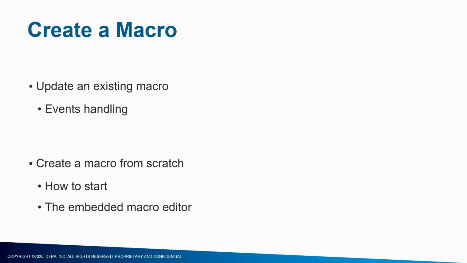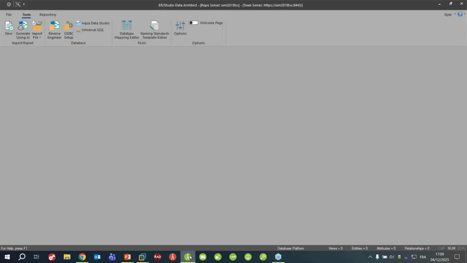And you can also extend the product when you will, for example, create a new entity, attribute, and so on, or when you will update them or delete them. You can trigger some specific events, and in this event, you can add your own code to create exactly what you want to achieve. Or you can create a new macro from scratch, and we will see how to use this environment. So let's switch to the product.